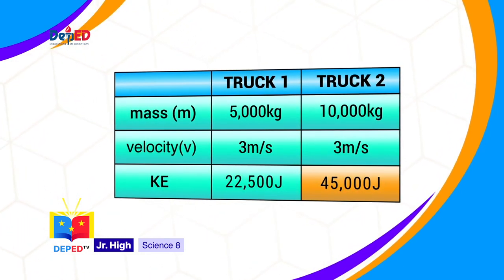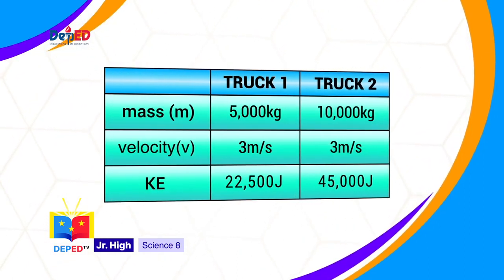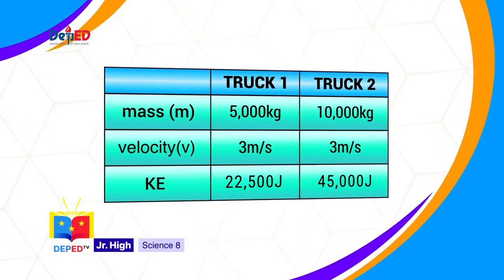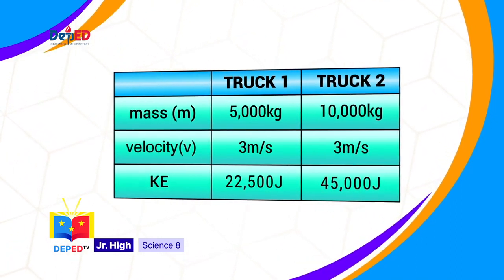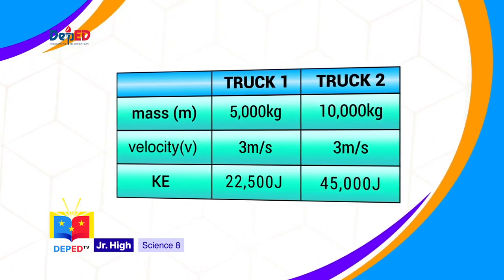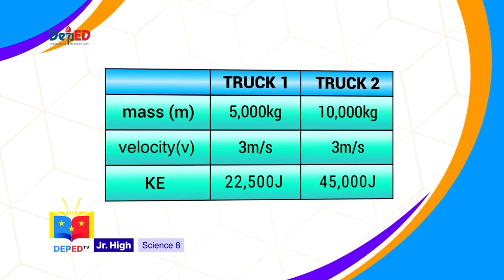To compare, truck 1 has a kinetic energy of 22,500 joules, and truck 2 with a kinetic energy of 45,000 joules. Any observation? Right, the kinetic energy was doubled. Why? As we said earlier, if the mass is doubled but the velocity is the same, the kinetic energy will also be doubled.